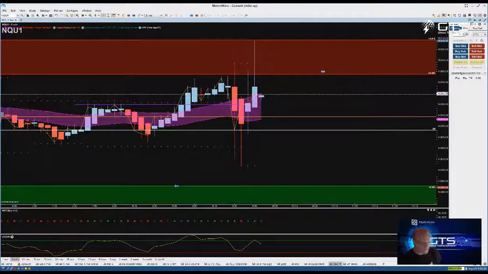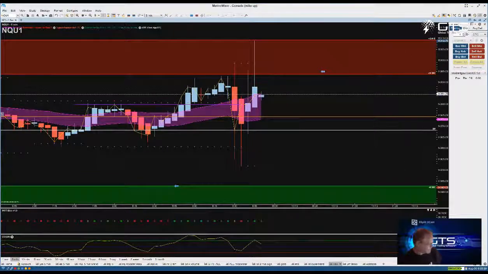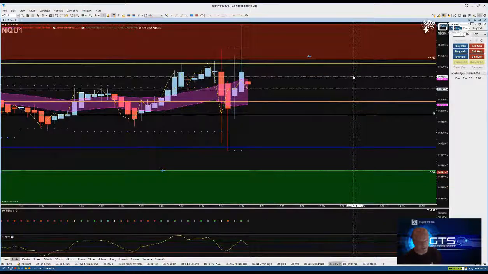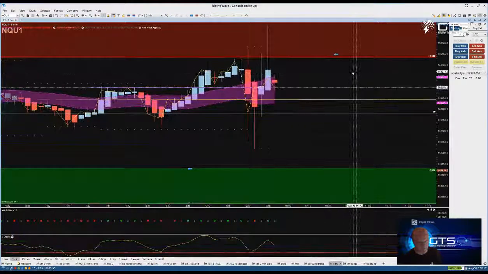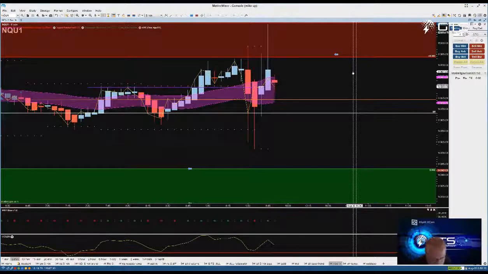Yeah, there's a weak one down to the downside. It's still bear. It's still bullish though. Yeah. So this one's probably going to be a no-go. Oh well.